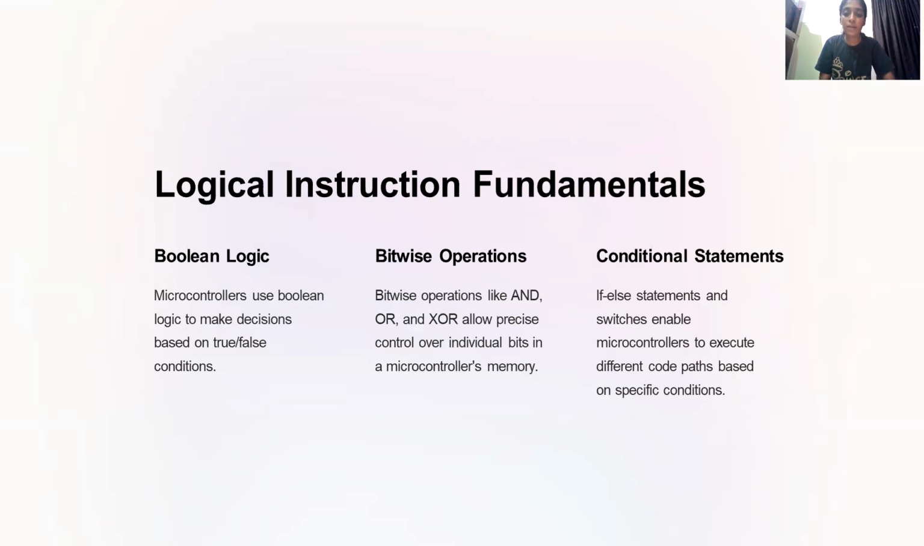Logical instructions fundamentals. Boolean logic. Microcontrollers use Boolean logic to make decisions based on true or false conditions. Bitwise operations. Bitwise operations like AND, OR, and XOR allow precise control over individual bits in a microcontroller's memory. Conditional statements. If else statements and switches enable microcontrollers to execute different code paths based on specific conditions.